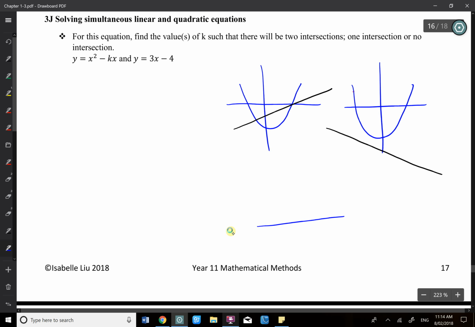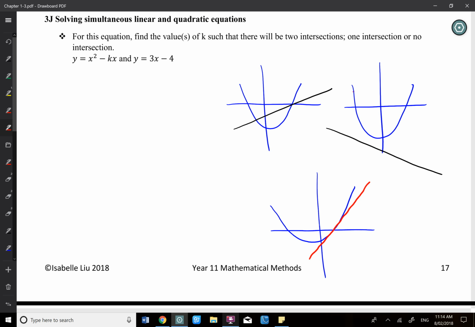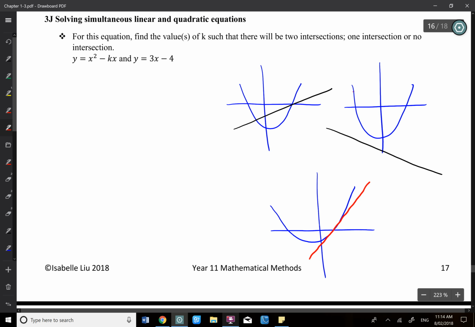And the third case is a little bit special. It's called the tangent of the graph. We'll learn tangent like for the fourth or the third term. The tangent means it's only touching exactly 1 point. It's just like a touching, just a touching point. So those are the three different cases we will have for a linear and a quadratic graph.